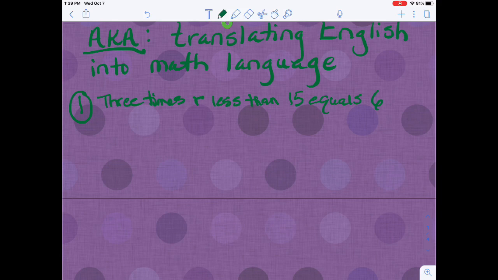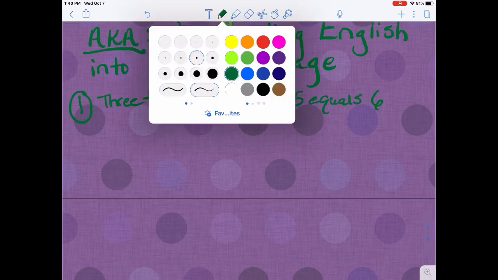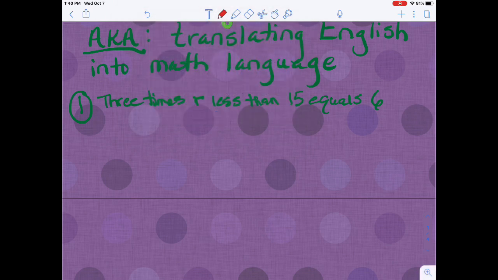If you look with me on page 77, there are some problems here that are not worked out for you. The first problem says translate each sentence into an equation. 3 times r less than 15 equals 6. Some of these words we know really well. So we know that the word equals means equals. And numbers are what they are, okay?